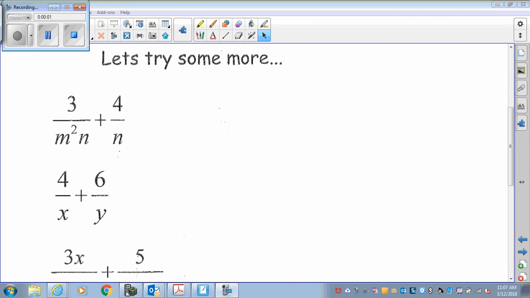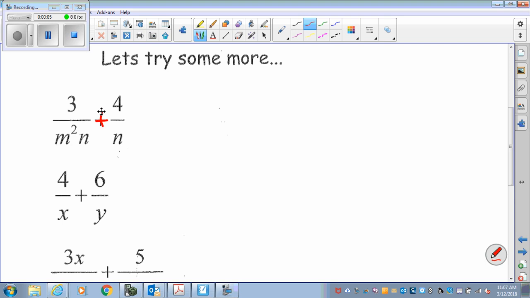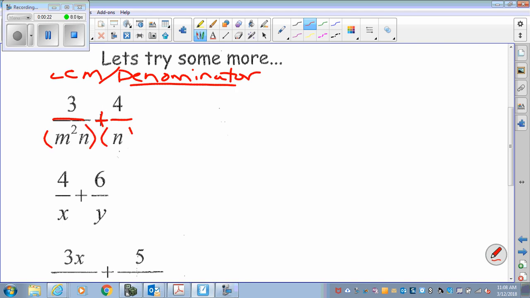Okay, so we're practicing with adding. We're adding, and these are rational expressions, so we need to have a least common multiple, or a denominator. Our denominator needs to be the same, okay? So I'm just going to multiply these together. So I get m squared n squared for my denominator.